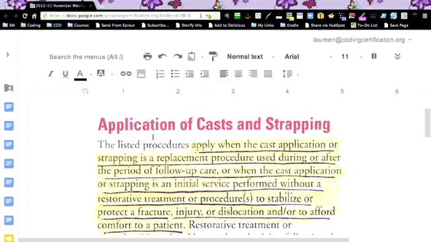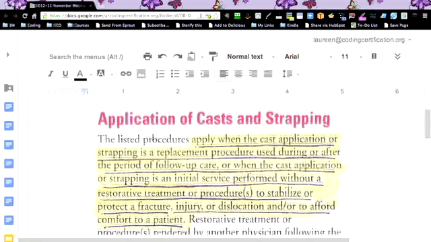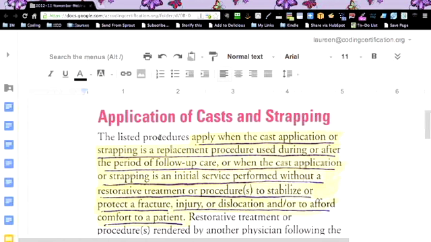Because that is not predictable. If AMA can package it, they will. But because they cannot predict how many times someone's going to need a cast change, that is allowed to be billed separately. And that's what this paragraph is saying. The listed procedures for the cast and strapping apply when the cast application or strapping is a replacement procedure, not initial, used during or after the period of follow-up care, or when the cast application or strapping is an initial service performed without restorative treatment.